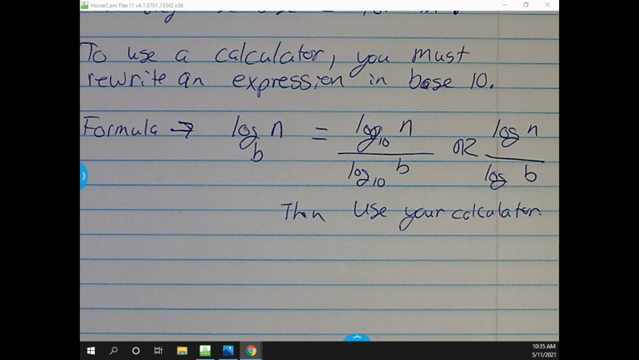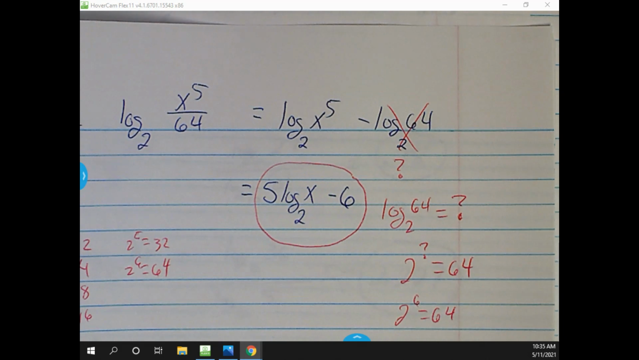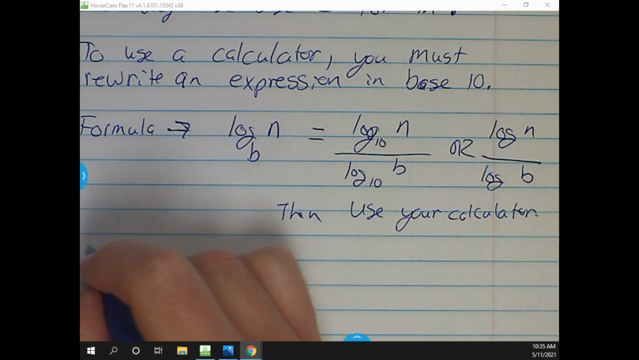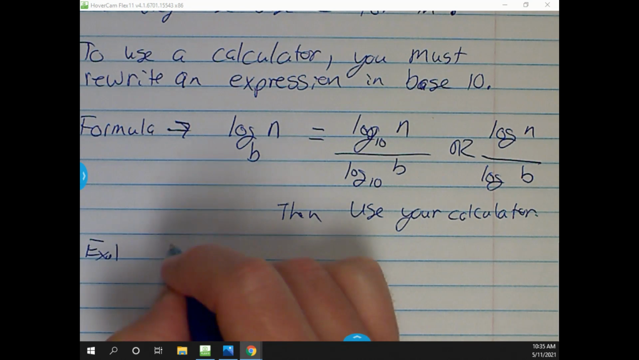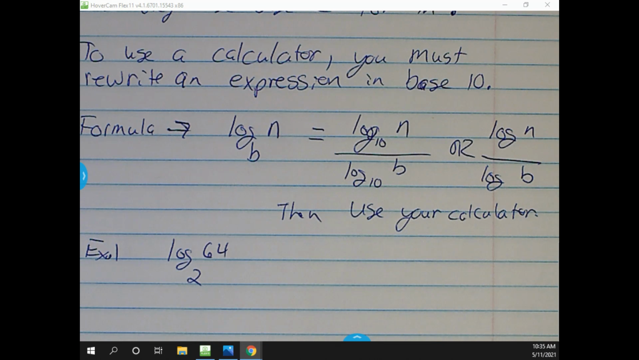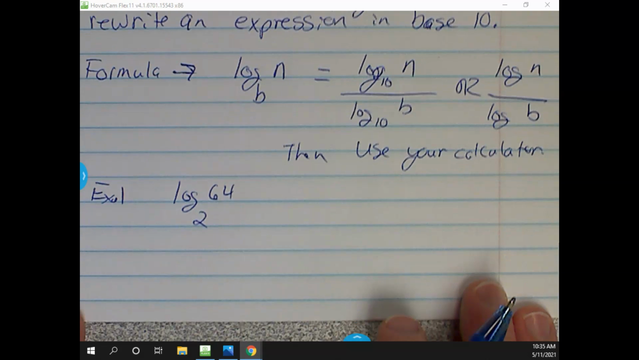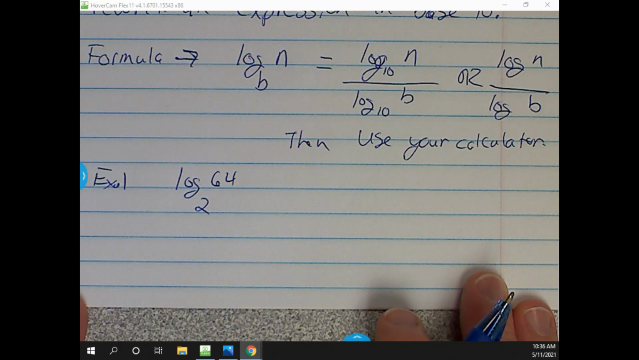All right, so what we'll do is we'll go back to the problem we had before this one, where we had the log of 64 base 2. Just to show you how this would work. We took it and rewrote it in exponential form and got the answer. We're going to show you how you could have done the same thing with your calculator to get what you were looking for.